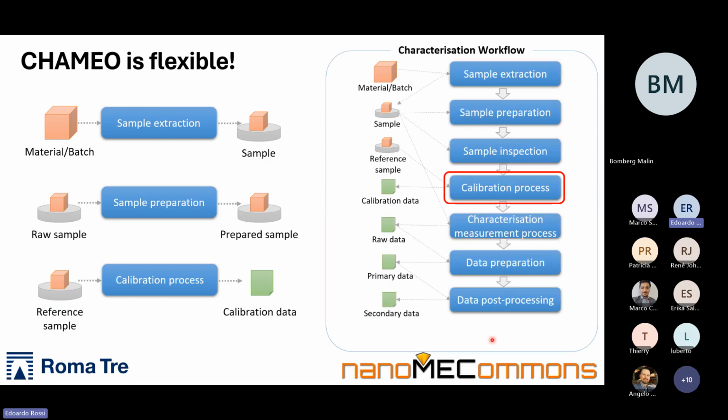So all the workflow, which is enclosed in the Cameo ontology, will be basically what is written in the right hand side of the diagram. So from the material batch through all the steps of sample extraction, preparation, inspection, through the calibration toward the data post-processing that gives us the extraction of the secondary data and the primary data. Okay, so basically this is all what is enclosed in the Cameo ontology.